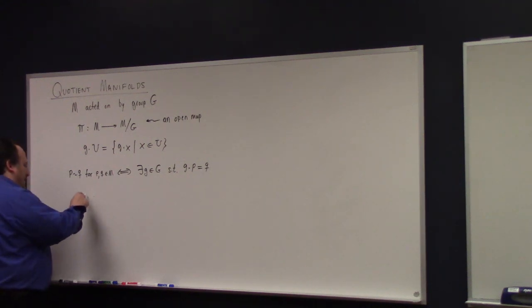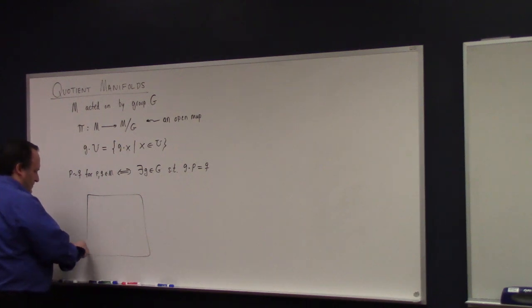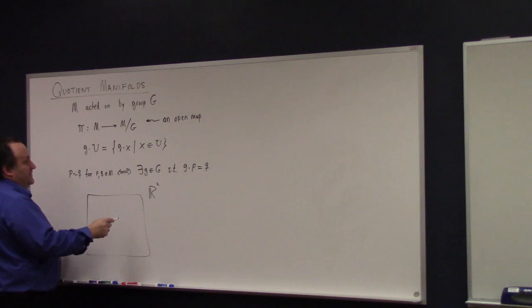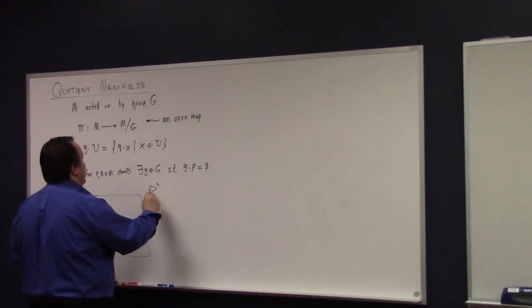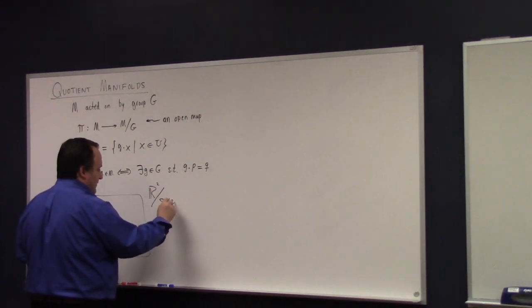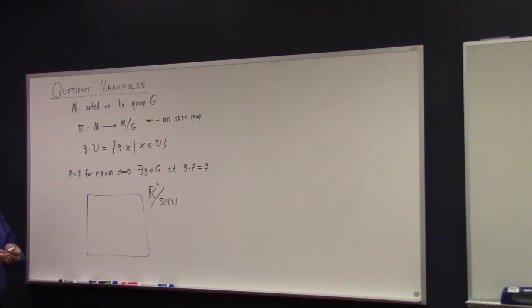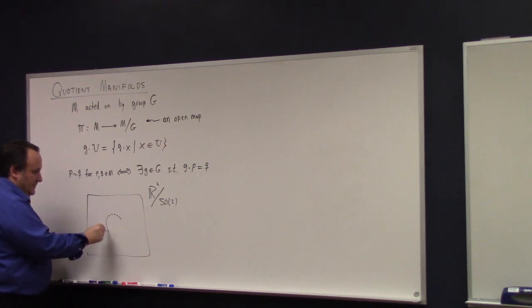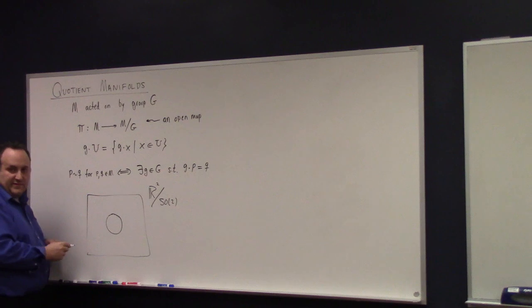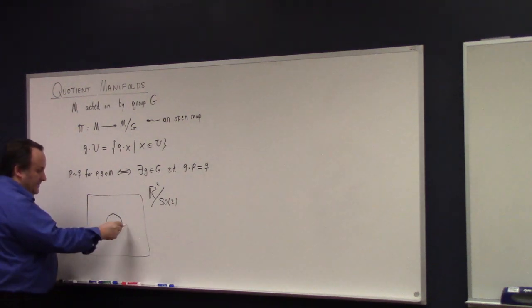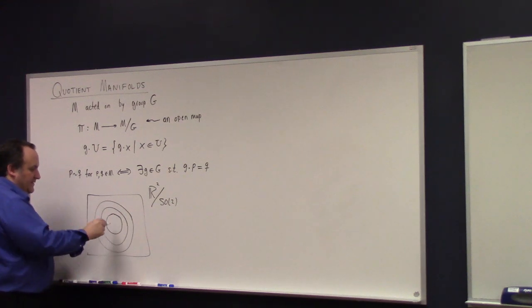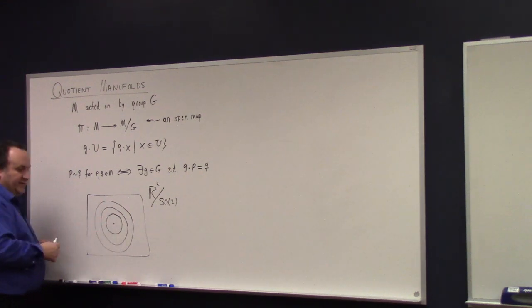So for example, if we're talking about the plane, and we say G is SO2, those are rotations in the plane, yeah? Then any point here is connected to all the other points which are the same distance from the origin, right? So the orbits are literally concentric circles, and the origin is an orbit, right?